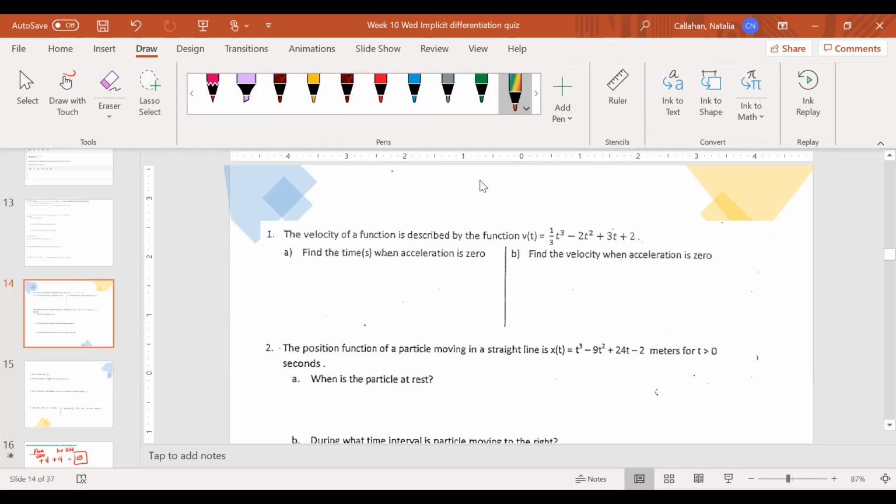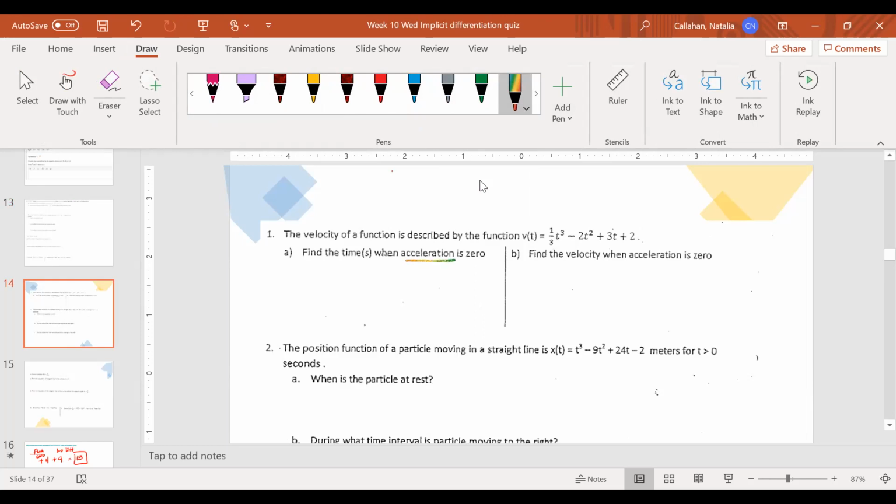All right, so looking at this. A says the velocity of a function is described by the function right there. So it's given to you the velocity. It's not giving you the position function. So at what time is the acceleration equal to 0?